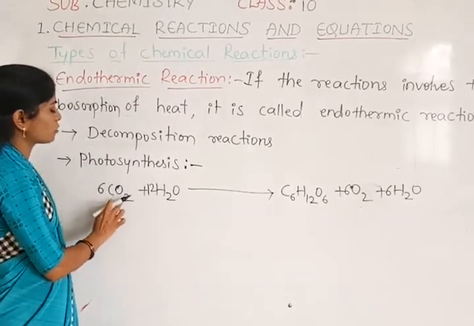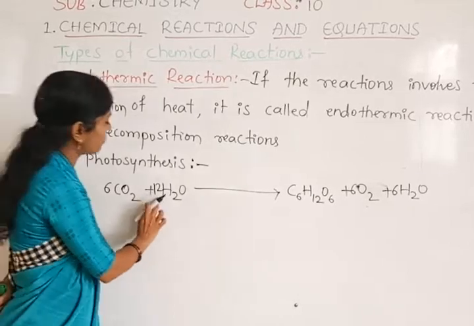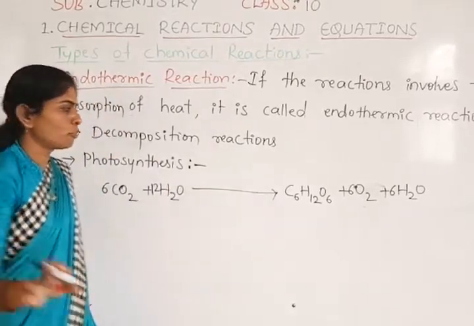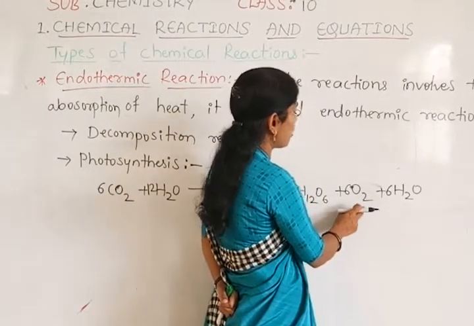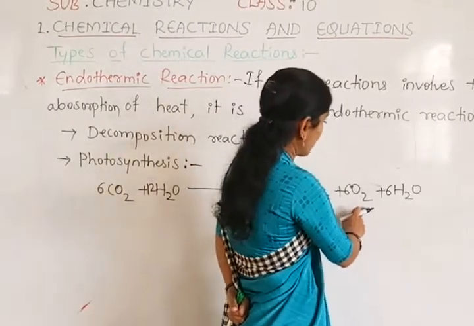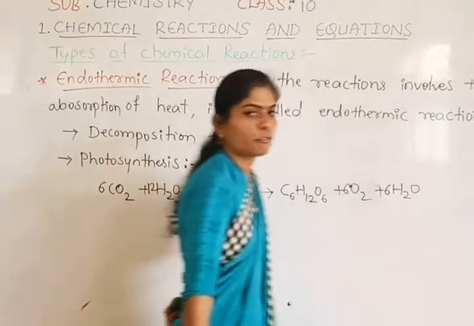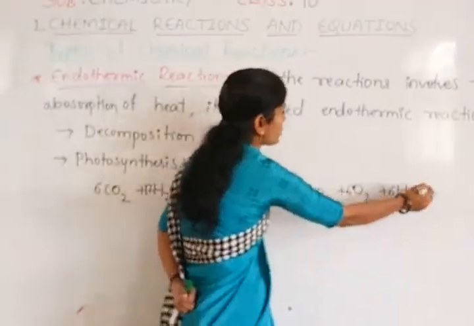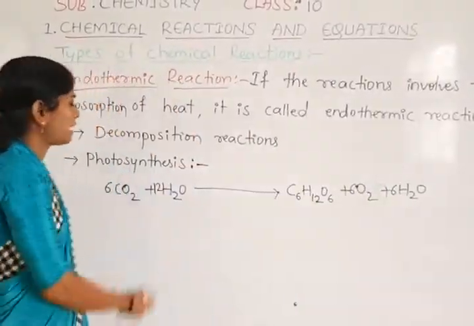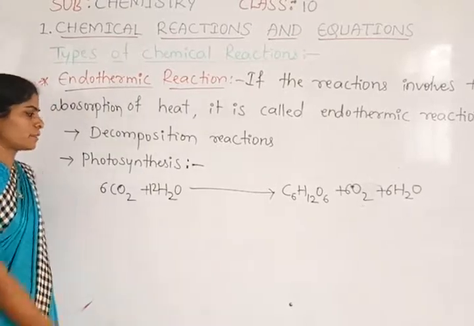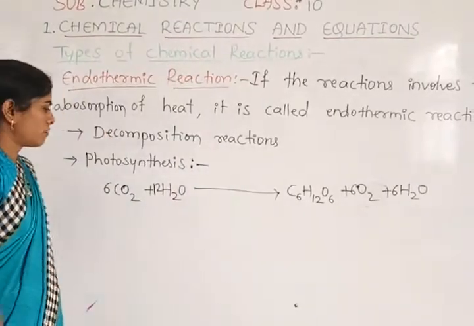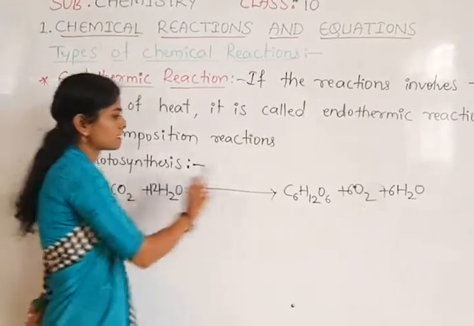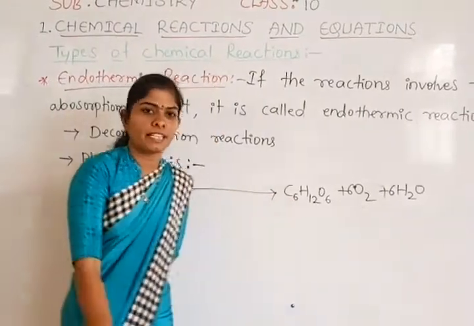See here, count the number of oxygens. Here 6 into 2 is 12, 12 into 1 is 12, total 24. 6 plus 12 is 18, and 6 more, 24. Okay, so the total number of oxygens is 24 on the product side and 24 on the reactant side. And hydrogen is 24 here and also 24 there, balanced. And carbon is 6 here and 6 here, that is also balanced.